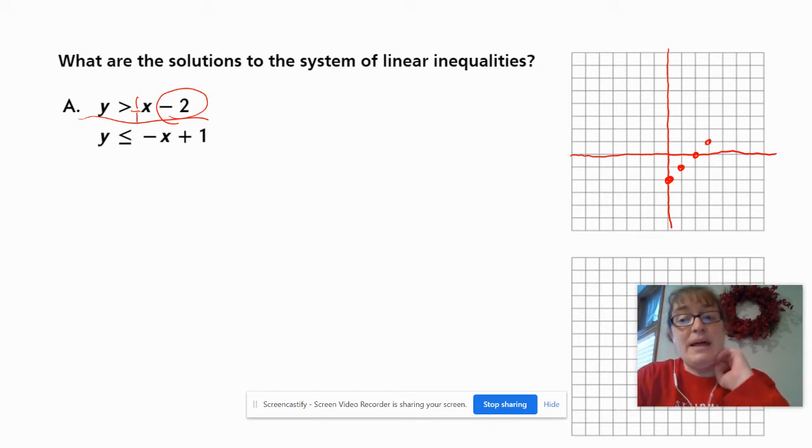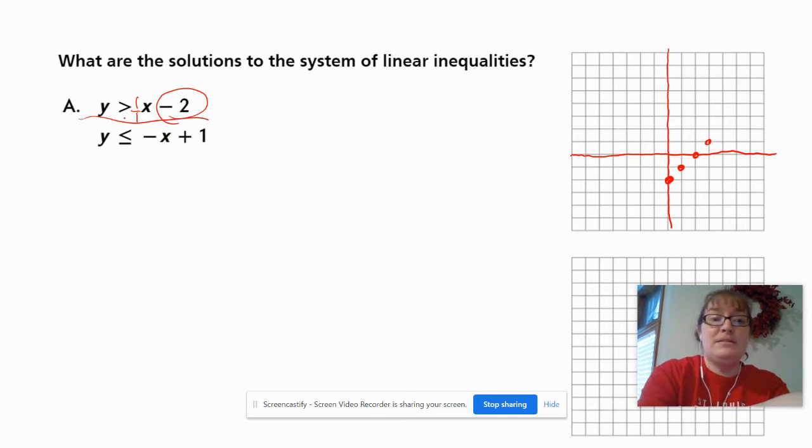And if you'll remember from last time, we have to ask ourselves one more question before we connect. Should this be a solid line or a dashed line? And in this case, because there is no equal sign, this should be a dashed line. So I'm going to make that dashed line all the way through.